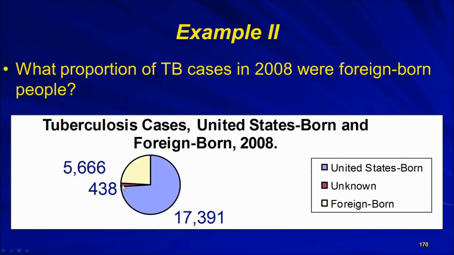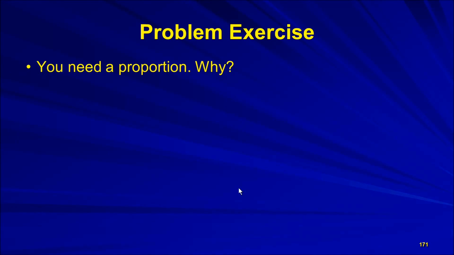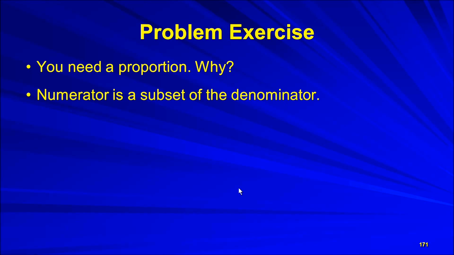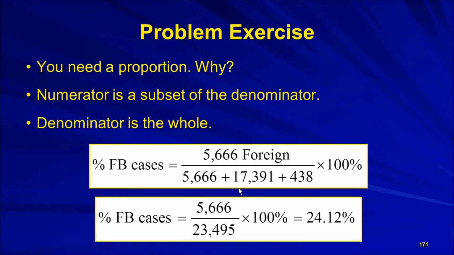So we don't know what country they're from. Are you with me? So how are we going to figure this? What are we going to do? Okay, and here's, you need a proportion, yes. Numerator is a subset of the denominator, yes. Denominator is the whole, yes.